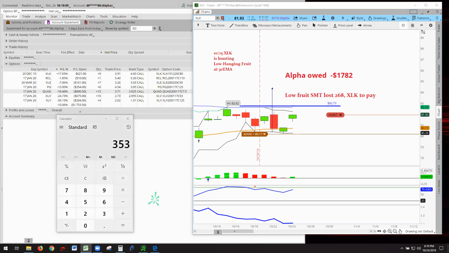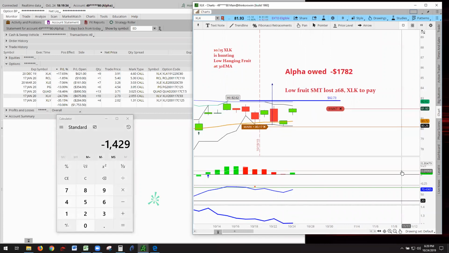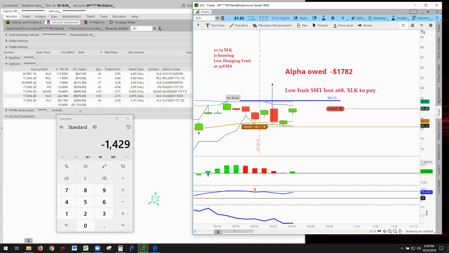It is not. So what is going to happen? This is a good part. Whatever money is left over is going to be applied to this number. So there we have a minus 1782, and that will bring us down to the XLK only 1429, providing we get out of this with our profit. Remember, we do have our rules of exit, and that's what we're going to be sticking to.